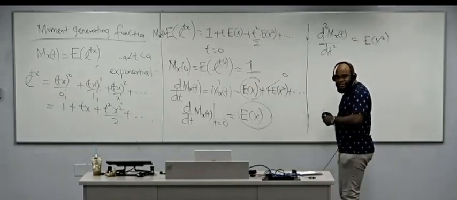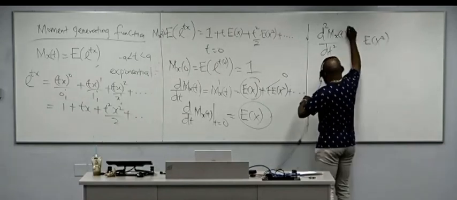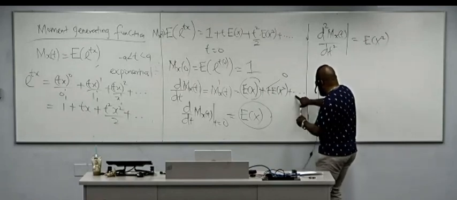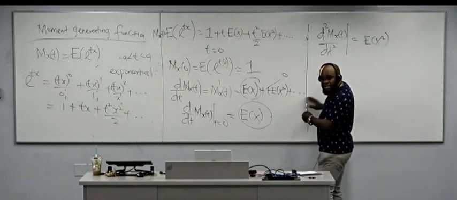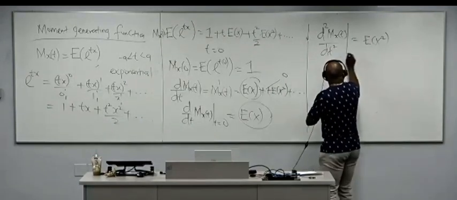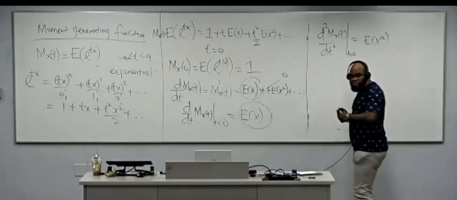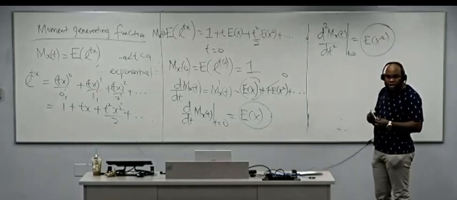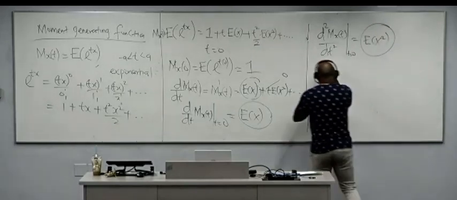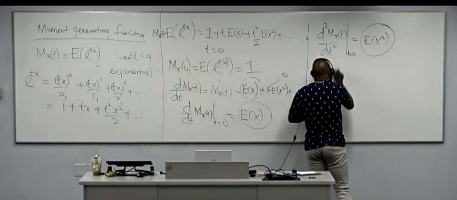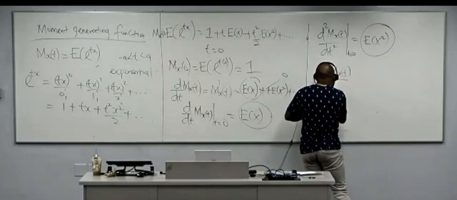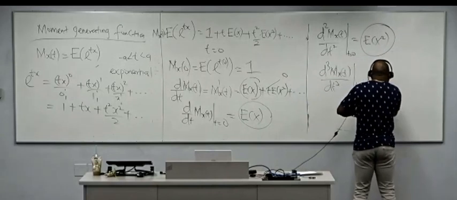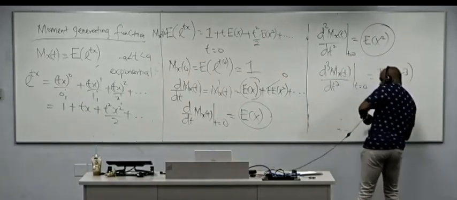X squared, right? So which means, even in the other one, there's going to be t, right? There's still going to be t. But when you plug that t to 0, automatically, this is what you're going to have. If I continue to go, the third derivative with t equal to 0, that would be the expectation of this guy.